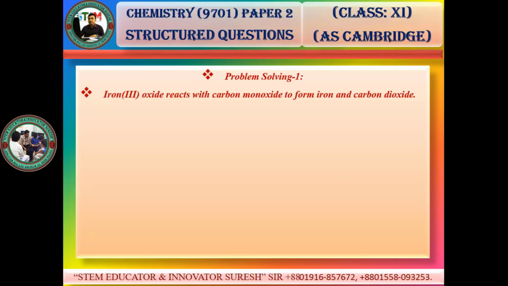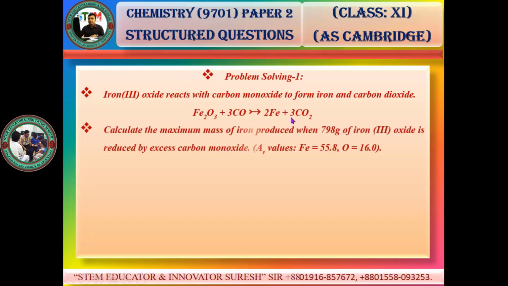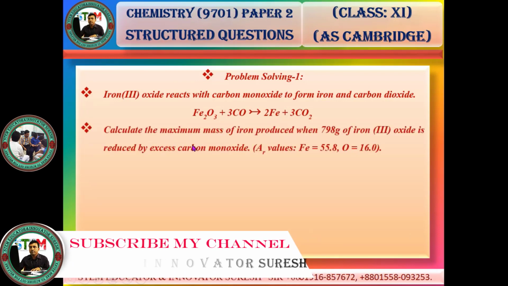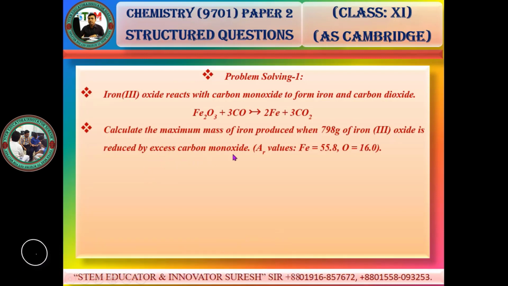Iron 3 oxide reacts with carbon monoxide to form iron and carbon dioxide as in the reaction given here. It's already a balanced equation: iron 3 oxide reacts with 3 moles of carbon monoxide to form 2 moles of iron and 3 moles of carbon dioxide. Now the question asks you to calculate the maximum mass of iron produced when 798 gram of iron 3 oxide is reduced by excess carbon monoxide, where relative atomic mass values for iron is 55.8 and for oxygen is 16.0, as given. Now we have to see how the solution will be done.